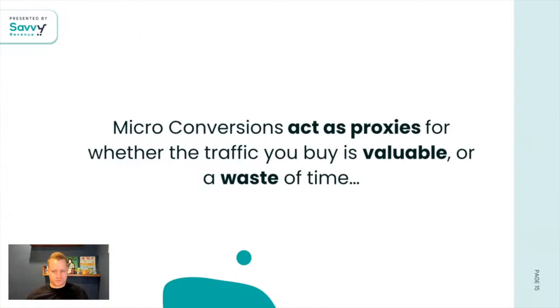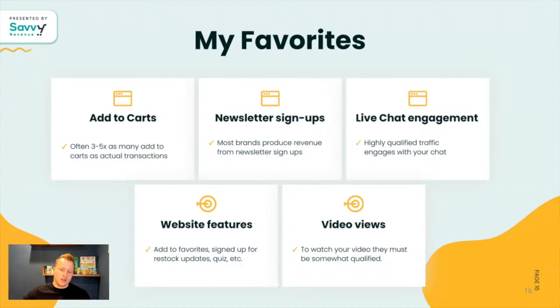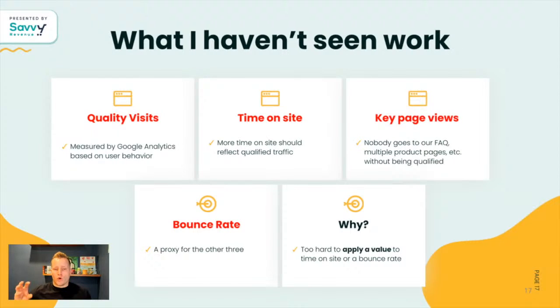So, like we said from the beginning, a micro conversion acts as a proxy for figuring out whether or not the traffic you're buying is valuable or it's a waste of time. Which means that, again, these are the favorites, these are the ones I like. We're already through that. But what we haven't seen work is Google Analytics has this feature called quality visit. So it figures out what's the bounce rate, time on site, and some of the other factors to figure out, was this actually somebody worthwhile buying? We've never seen that work.